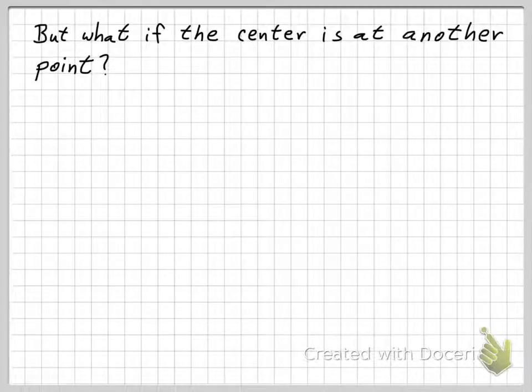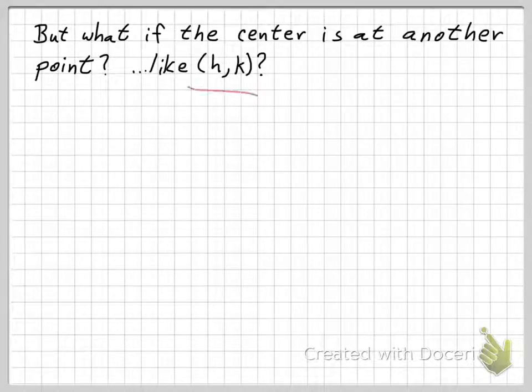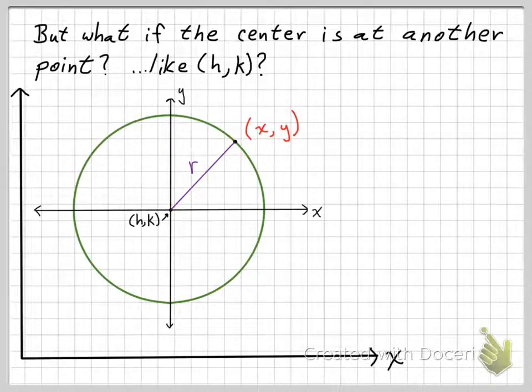But what if the center is at another point? For example, what if the center is not at 0, 0, but at some other location, (h, k)? It would look something like this. So please draw down this prompt, and remember again, as usual, you're in total control of this presentation. You can pause it, fast forward, rewind, whatever you'd like to do. You can pause it now if you'd like and draw down this prompt.